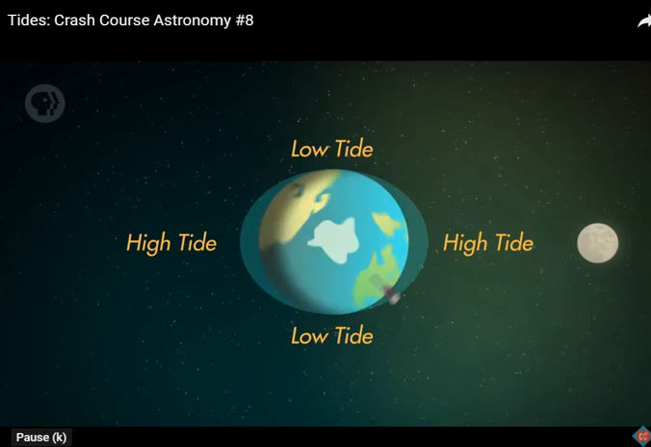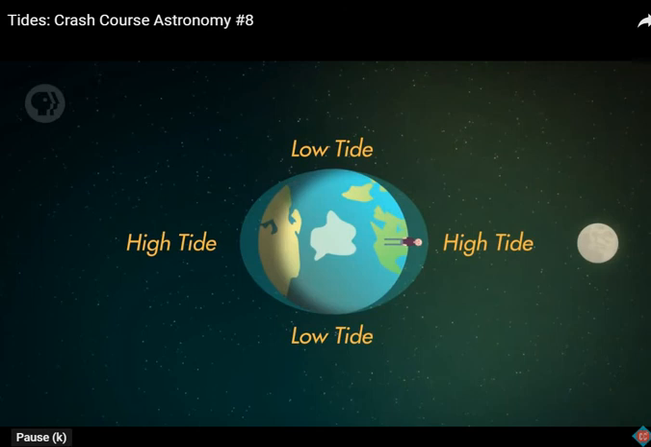A day after you started, you're back at high tide once more. And that's why we have 2 high tides and 2 low tides every day. Very generally speaking, the ocean tide causes the sea level to rise and fall by a meter or 2 every day.